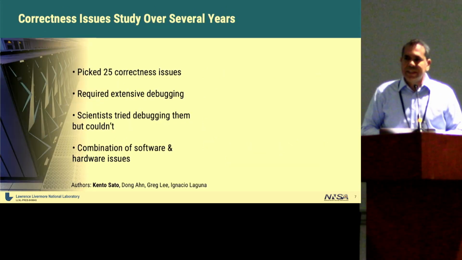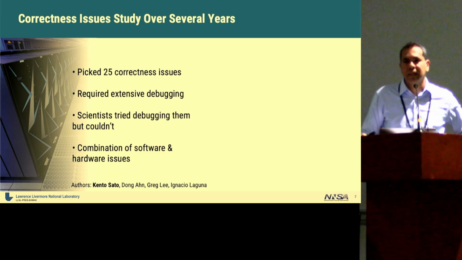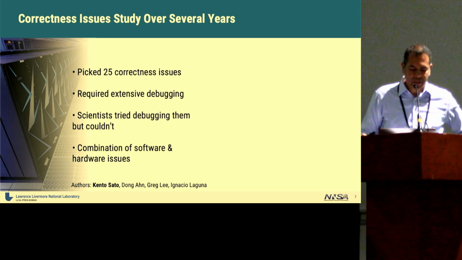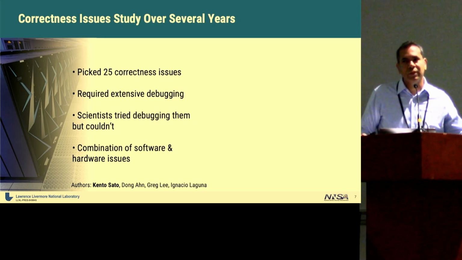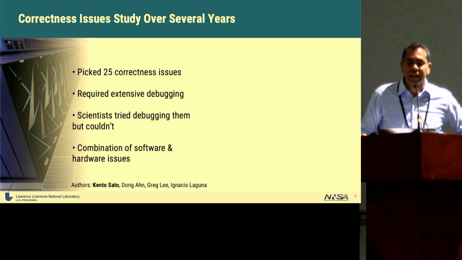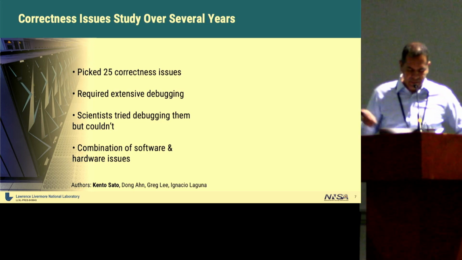So we actually did a study a few years ago on 25 correctness issues that we saw at the lab. These were 25 correctness problems that required extensive debugging. What this means is that scientists tried to debug the problem, but they couldn't. And so they contacted us in the research center, in the compute center, to help them find where the correctness problem was coming from. So they spent a lot of time trying to isolate the problem. And it's a combination of software and hardware issues. This was mostly done by Kento Sato when he was at the lab, and he's now at RIKEN.